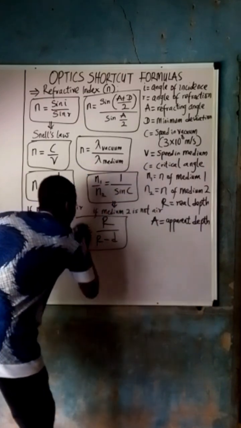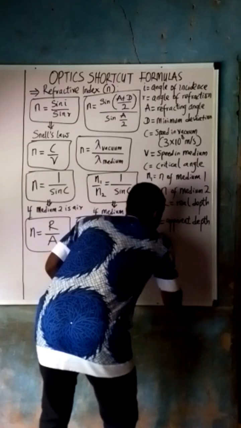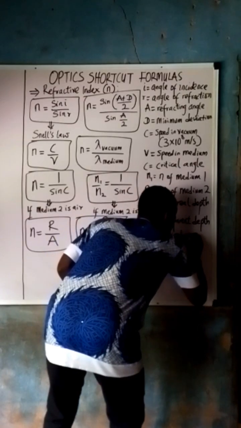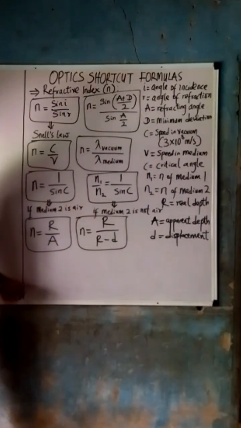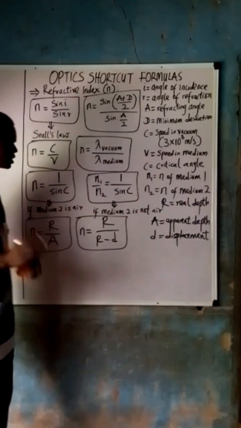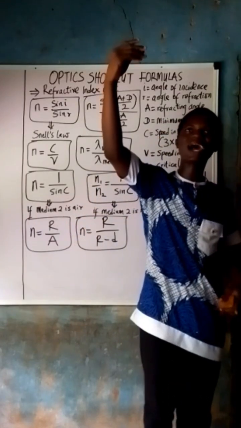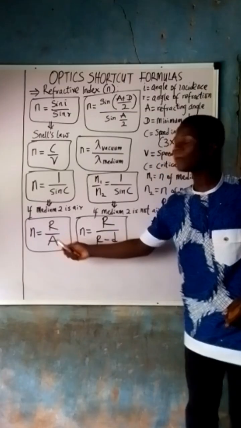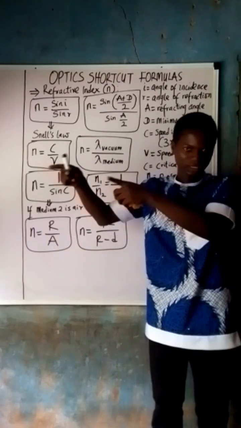Guys, this is the formula to use, where D here stands for displacement. So I hope that is clear. If the object appears to be at, let's say, 10 cm, that is apparent depth, because they use the words appears to be. Apparent. I hope that's clear.